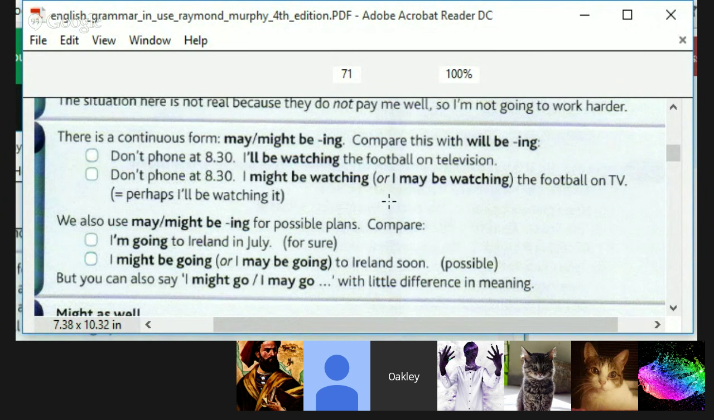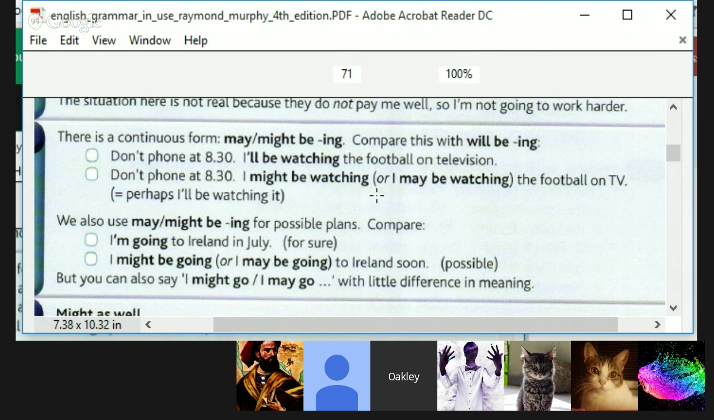We've basically already talked about using the continuous. Again, be careful of non-continuous verbs. You can't use them like this. I might be owning a car next year is not going to work. It's simply not possible. So you have to revert back to a simpler form. I might own a car next year.